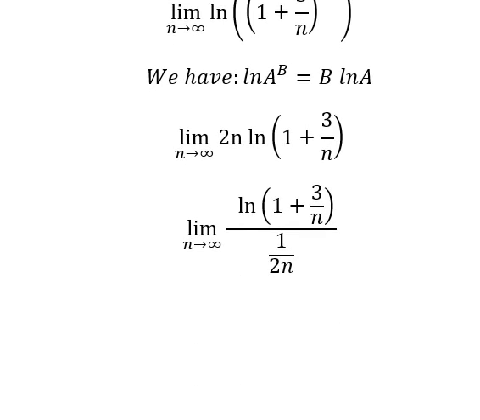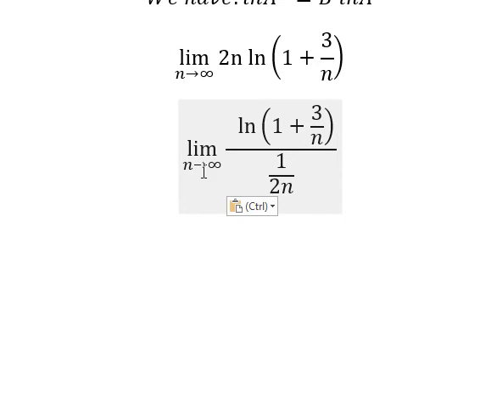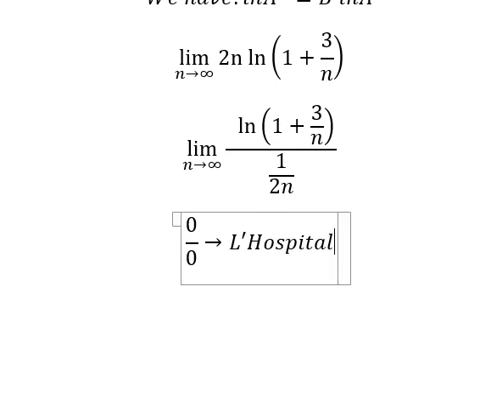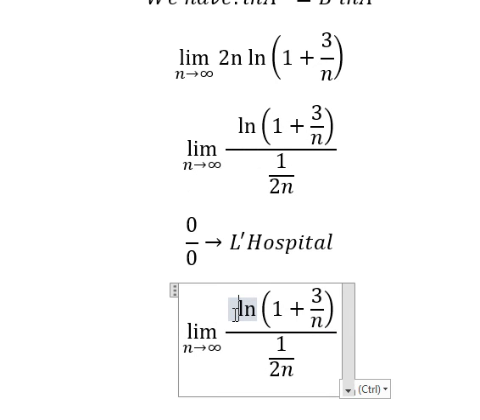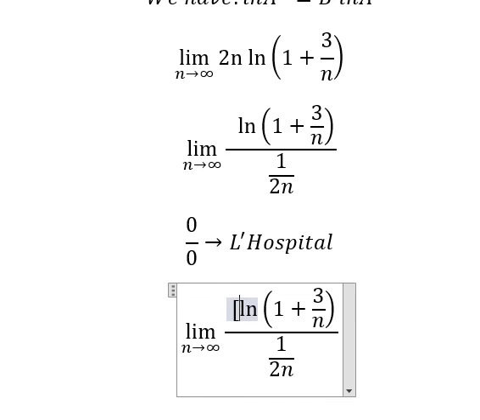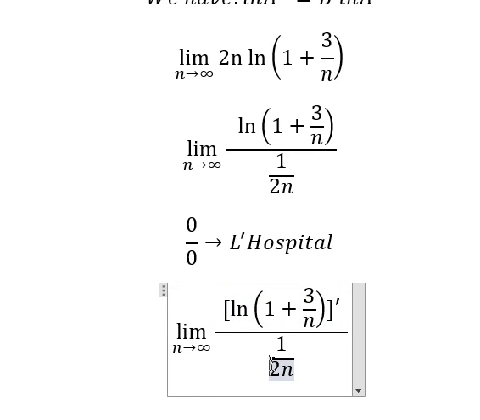So, when n approaches positive infinity, this one you get number 0, this one you get number 0, and number 1 you get number 0. So, we have 0 over 0. So we can use L'Hospital's rule. That means we need to first do the derivative on the numerator and the denominator.